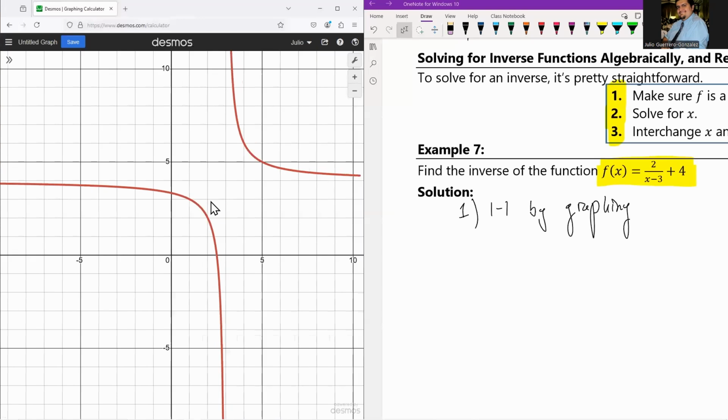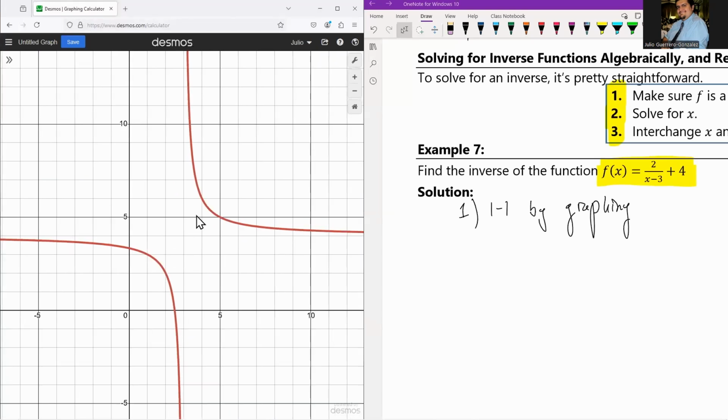I'm going to make that small. If you can see, every horizontal line will touch this graph only once. Only once. So this is enough to show me that you have a one-to-one function.